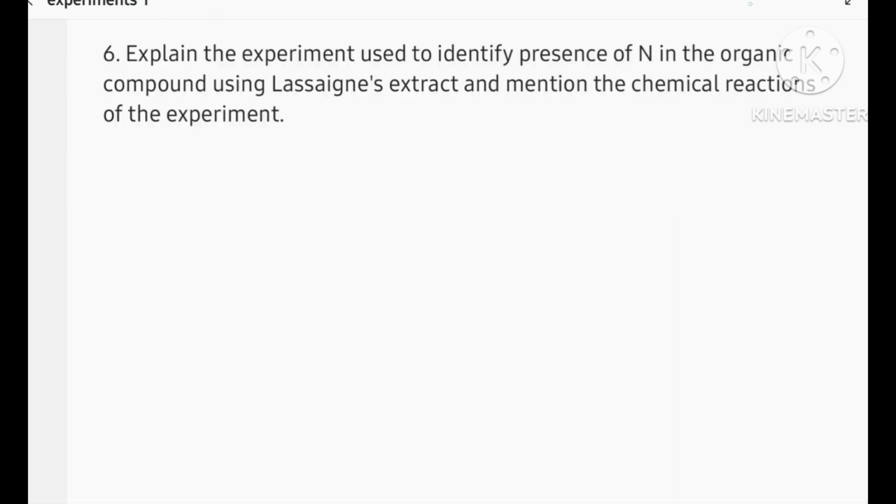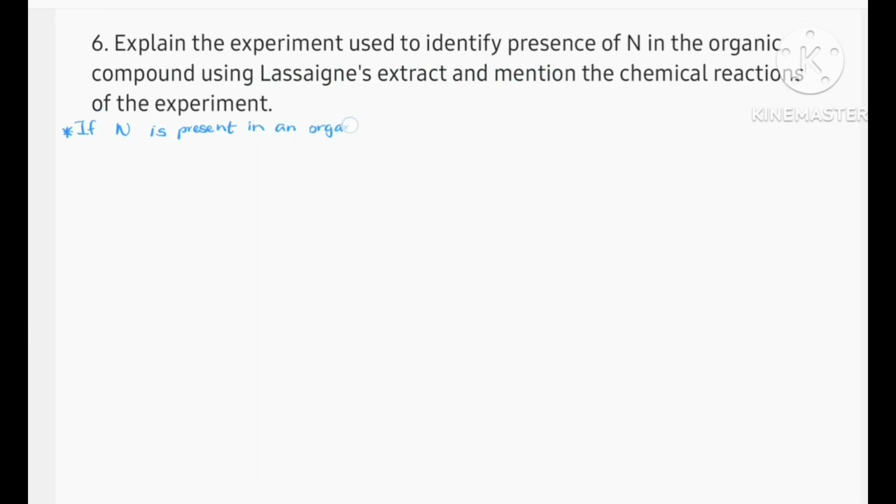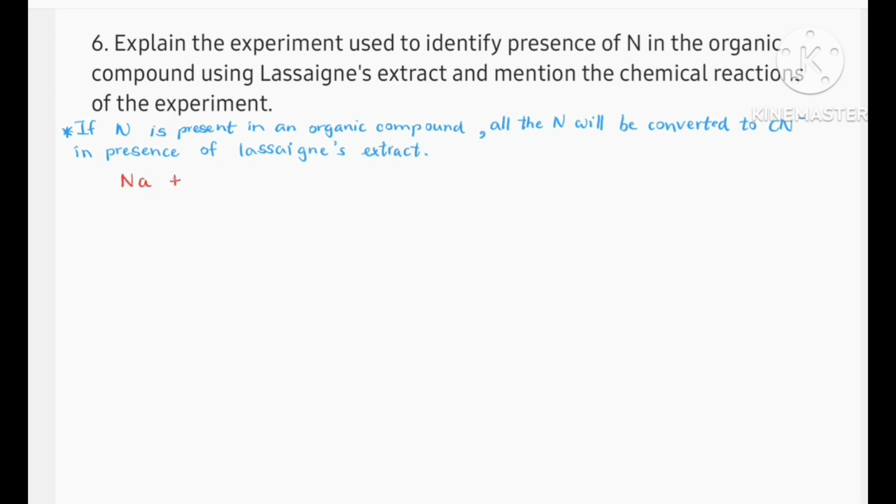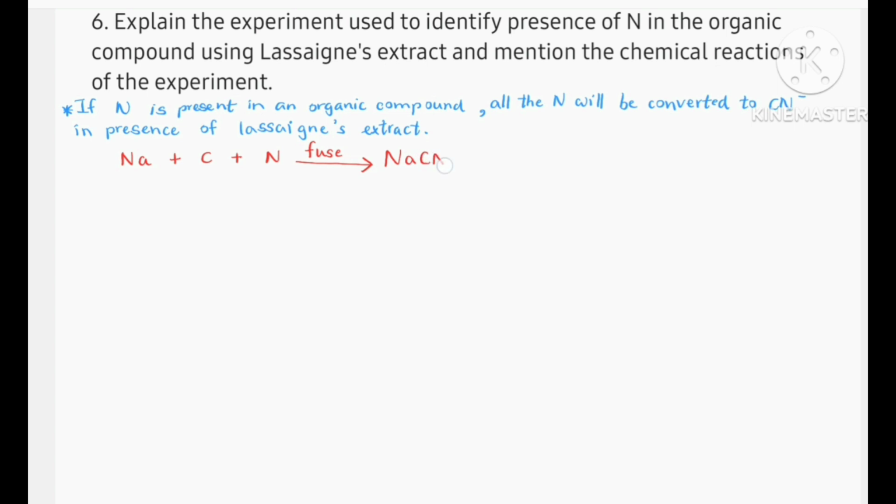The next question. Explain the experiment used to identify the presence of nitrogen in the organic compound using Lassaigne extract and mention the chemical reactions of the experiment. If nitrogen is present in an organic compound, all the nitrogen will be converted to cyanide ions in the Lassaigne extract. These are the chemical reactions for this experiment. According to the chemical reaction, sodium cyanide is formed.